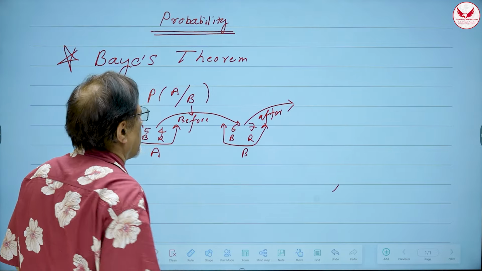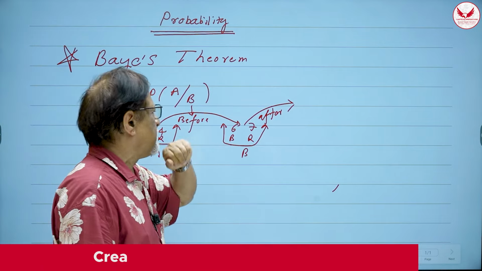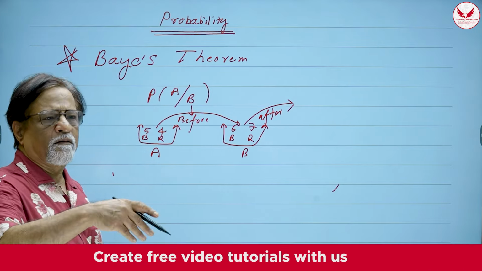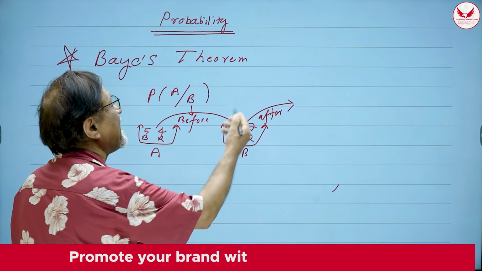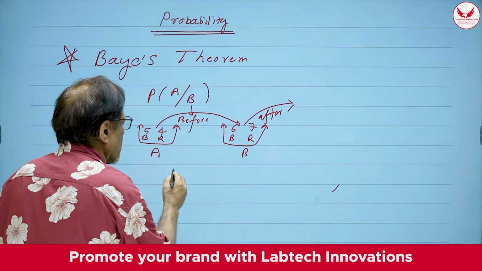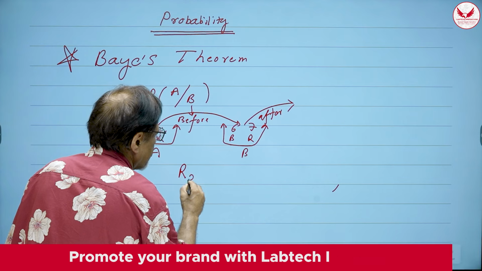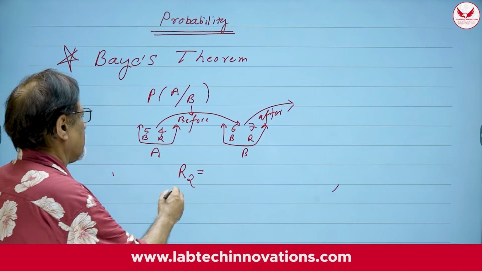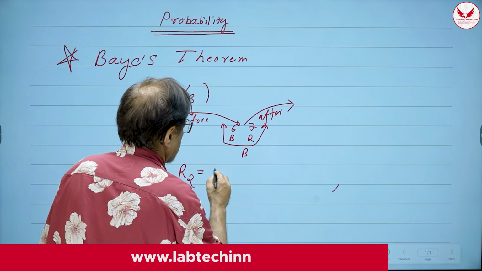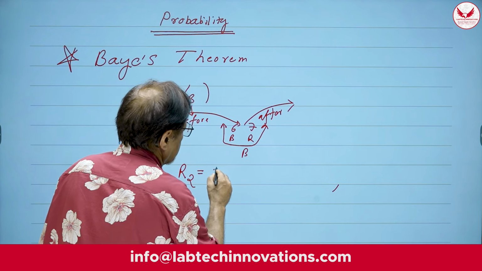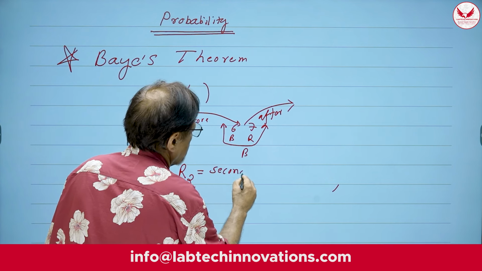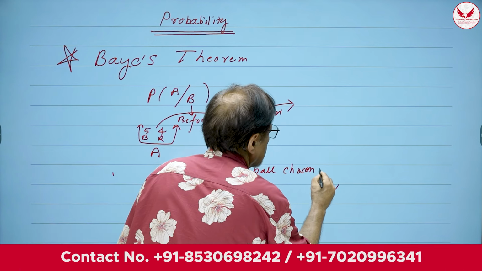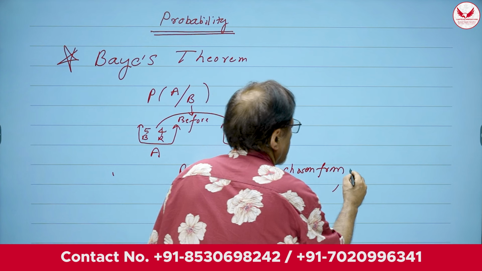But we are interested not in this event, we are interested in what happens afterwards. So I am interested in finding out whether the second ball picked up from the bowl is red or not. So I am going to call that event R2, 2 because it is the second bowl. What is the meaning of R2? R2 means we are talking about the second ball chosen from bowl B.